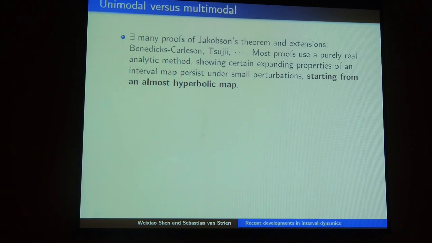Let me talk a little bit about the difference between the unimodal and multimodal cases. Let's look at Jakobson's theorem. There are actually many proofs of Jakobson's theorem, for example the famous extensions given by Benedicks-Carleson and Tsujii. But most of these proofs use a purely real method. They start with a non-hyperbolic but very expanding, almost hyperbolic map, perturb it, and look at whether some expanding property persists. If you can prove a suitable expanding property persists, then you can construct some kind of parameter-phase relation, and then prove Jakobson's theorem.